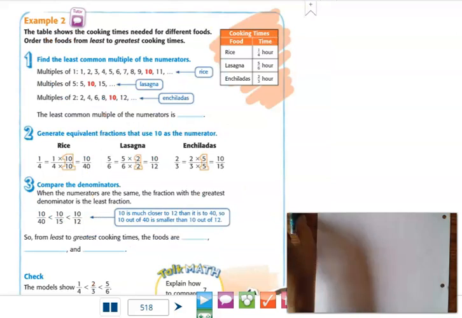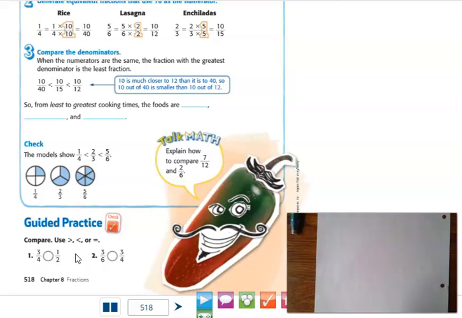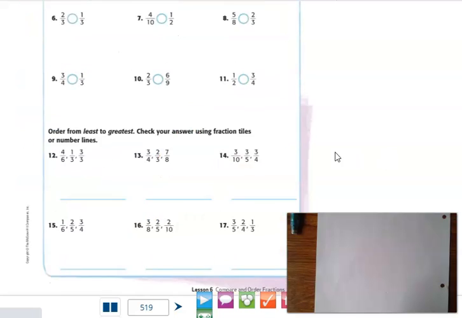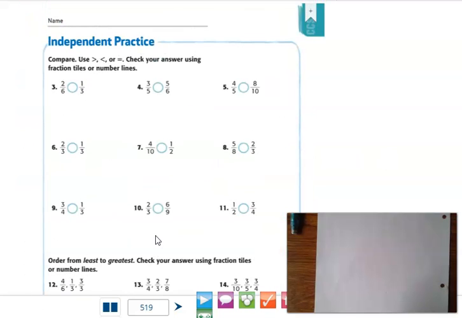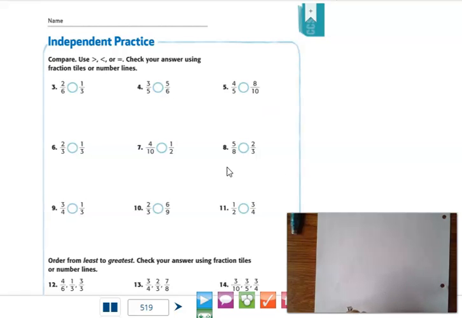Okay, I just turned and got to page 518, and I'm looking at example 2, and this one is awesome because we're comparing 3 things instead of just 2. So if this is starting to feel overwhelming for you, I would encourage you to stop and do the guided practice for the ones that are just comparing 2 fractions, because the first several problems you're going to do are all comparing 2 fractions. So you don't have to worry about comparing 3 until you get to problem 12. And you'll still get good practice comparing if you just do comparing 2.